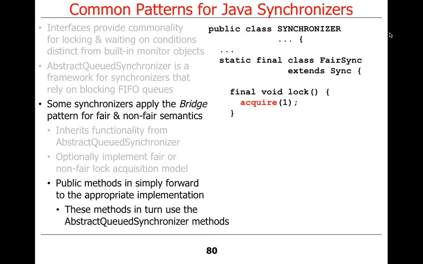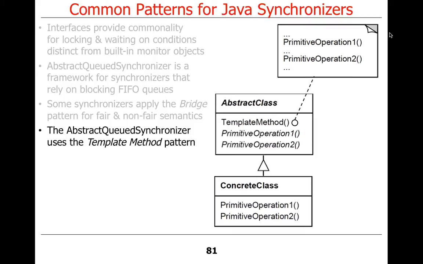The methods for the implementations of fair sync or non-fair sync, in turn, call down to the appropriate methods defined in AbstractQueuedSynchronizer. So they're able to reuse the vast amount of its implementation. You'll see later this is just the template method pattern. In fact, here it is. Here's the template method pattern.